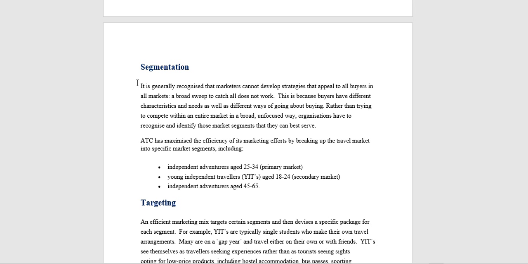Rather than trying to compete with an entire market in a broad, unfocused way, organizations have to recognize and identify those market segments that they can best serve. So what the ATC has done in this case, ATC has segmented the market in three types. The first one will be for the independent adventurers who fall between the age bracket of 25 to 34, and the second will be for young independent travelers who fall between the age bracket of 18 to 24, and the third will be for independent adventurers who fall between the age bracket of 45 to 65.